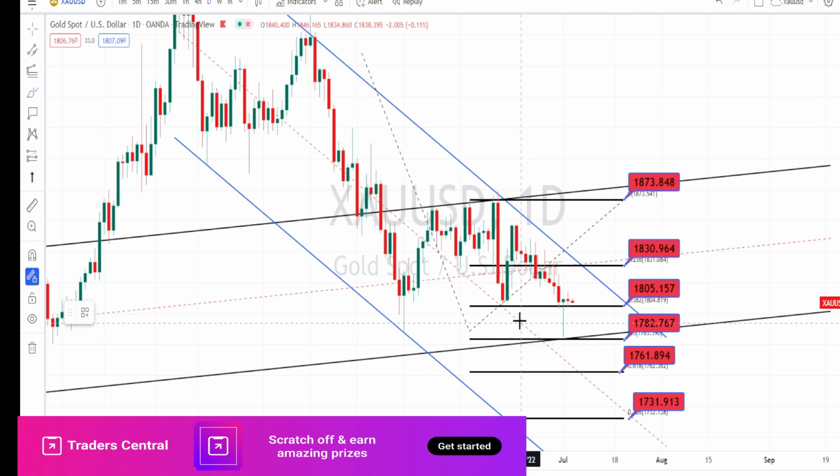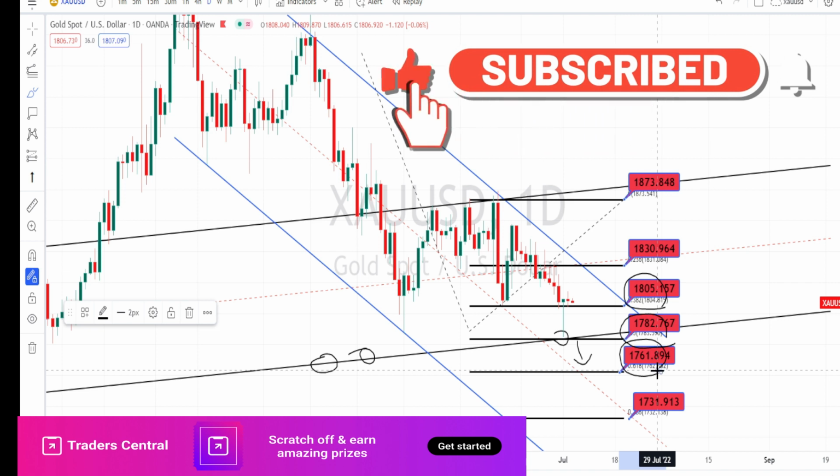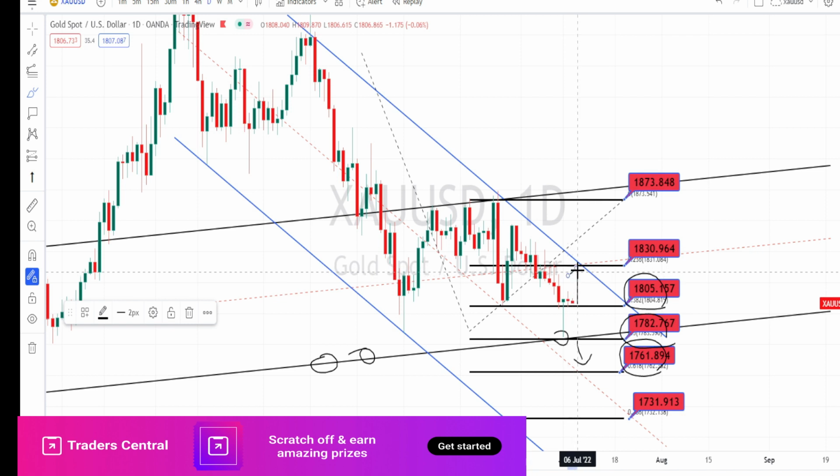So when we look at the resistance and support levels for the daily time frame, the immediate support is going to be around 1805 and the next level of support is going to be around 1782. If the price action breaks the support level of 1782, it will be a bearish trend reversal because it will be breaking the previous bullish channel pattern, and the next level of support is going to be around 1761. And if the price action takes support and bounces back on the bullish retracement also, the next level of resistance is going to be around 1830.